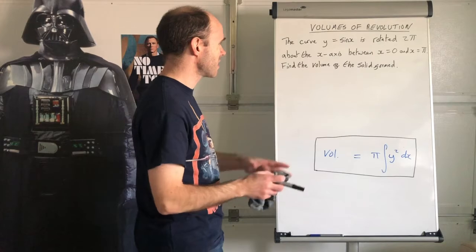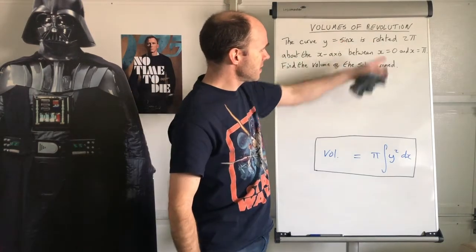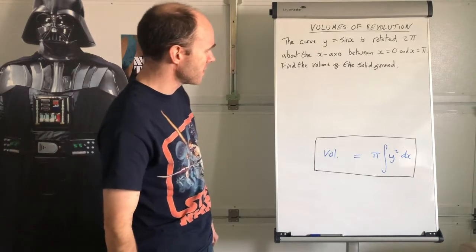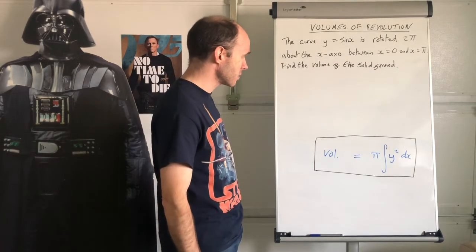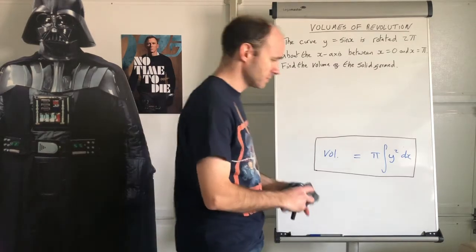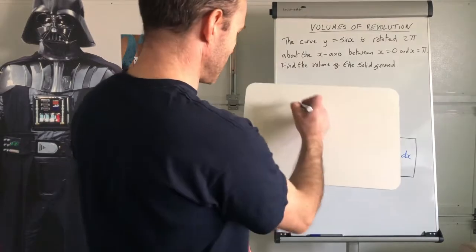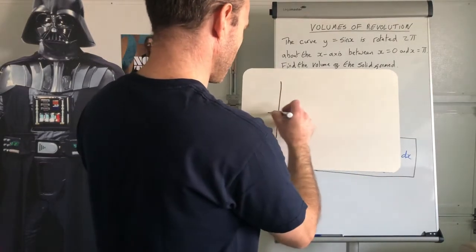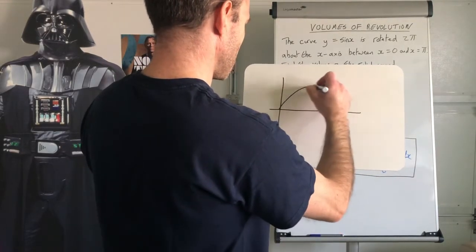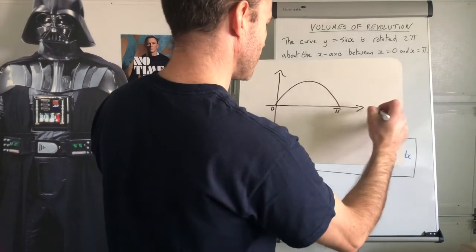I want to get straight into this example. The curve y equals sine x is rotated 2 pi radians about the x-axis between x equals 0 and x equals pi. Find the volume of the solid formed. I'm sure you can picture in your head what's going on, but a graph is always nice, isn't it? So between 0 and pi, that's what the graph of sine x looks like.